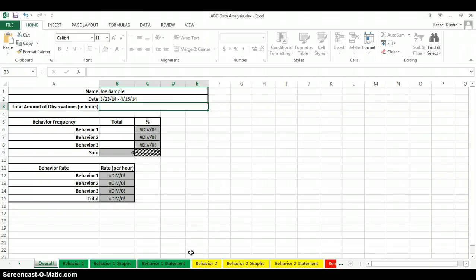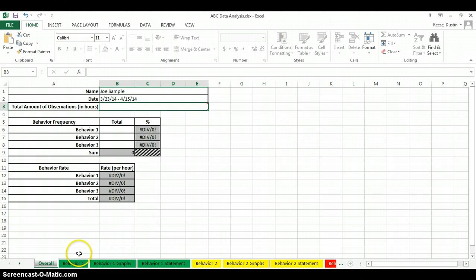What I'm going to share with you today is an ABC data analysis Excel document that can help you analyze the data that you're collecting for a functional behavior assessment. That will also help to determine the function as well as to inform behavior intervention planning.